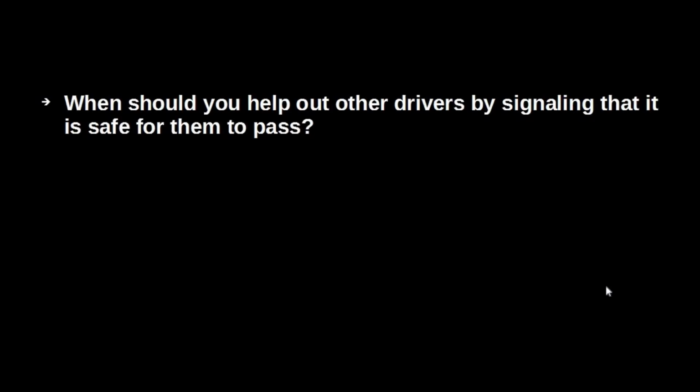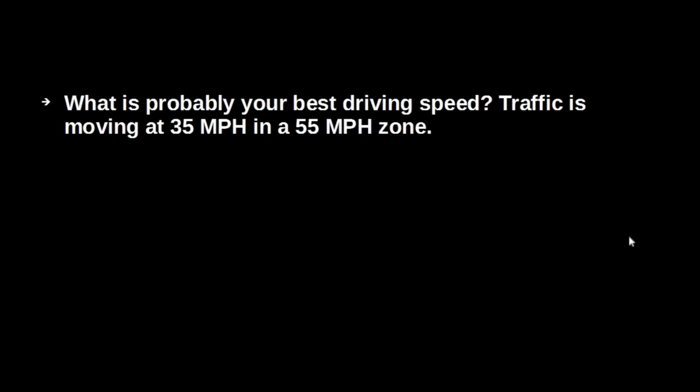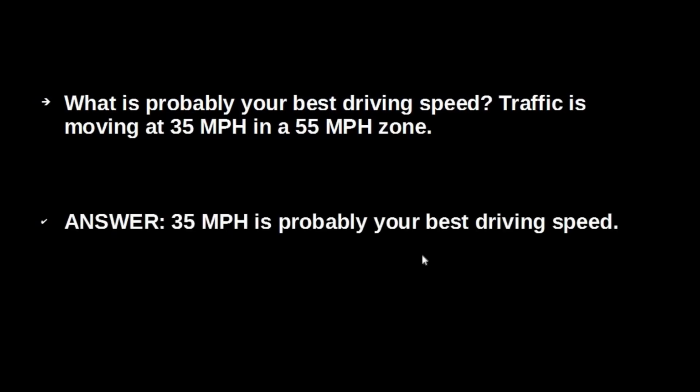When should you help out other drivers by signaling that it is safe for them to pass? Never signal to let others know it is safe to pass. What is probably your best driving speed? Traffic is moving at 35 miles per hour in a 55 mile per hour zone. 35 miles per hour is probably your best driving speed. So basically it's saying match your speed to the flow of traffic speed, but don't go over the speed limit.